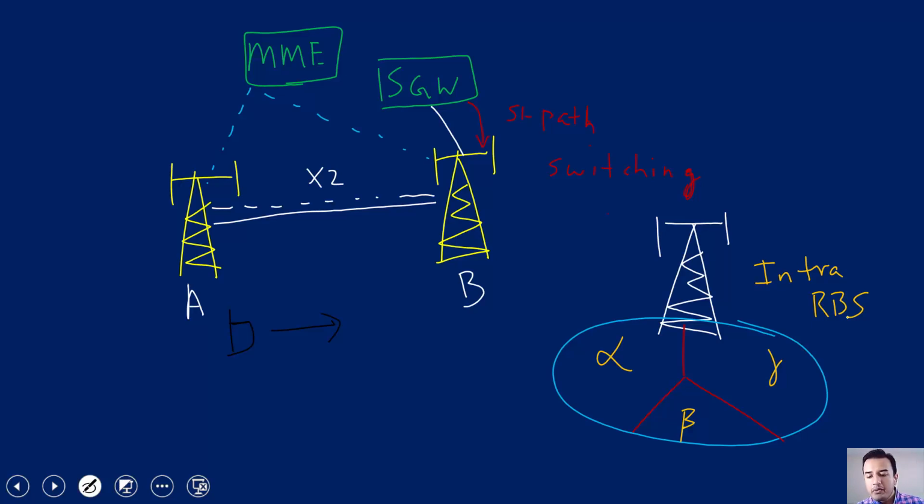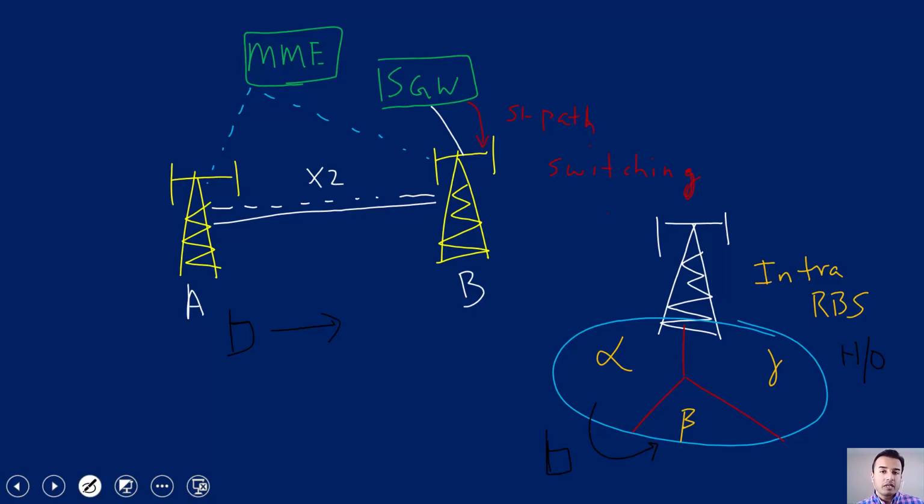The decision of handover and confirmation of handover will happen within the RBS scheduler itself. So if the UE is moving from alpha towards beta, that decision and confirmation will be done by the eNodeB scheduler itself. And that handover is not even termed X2 handover, it will be termed intra RBS handover. So that is the scenario where you will not have core network signaling involved.